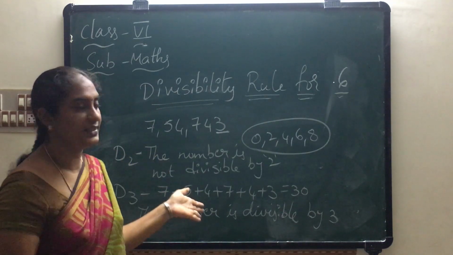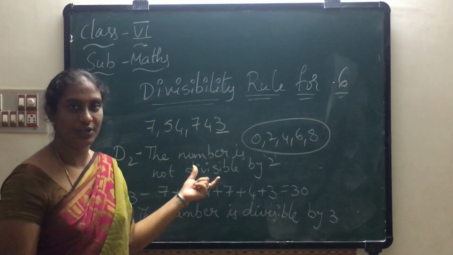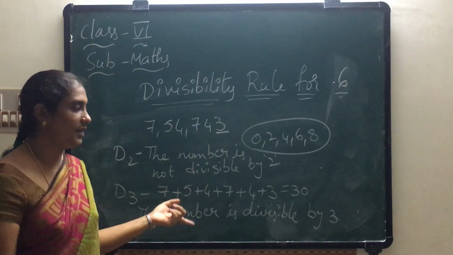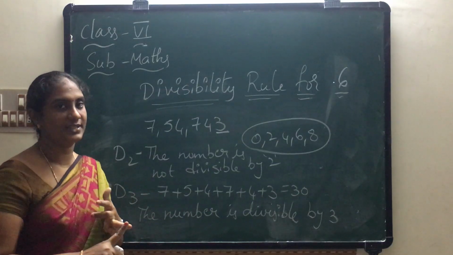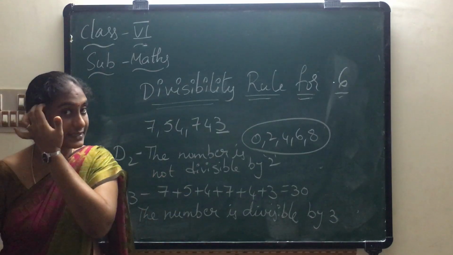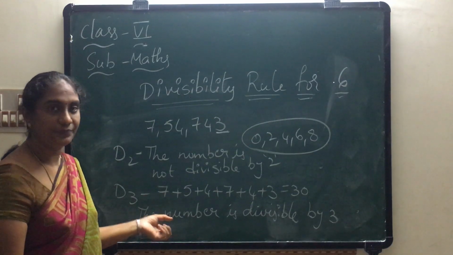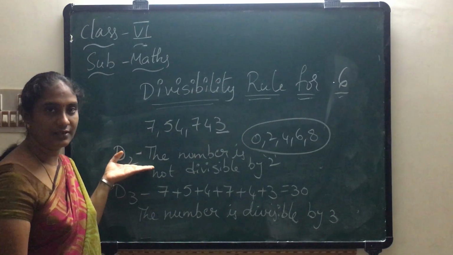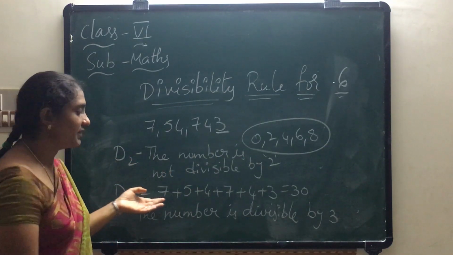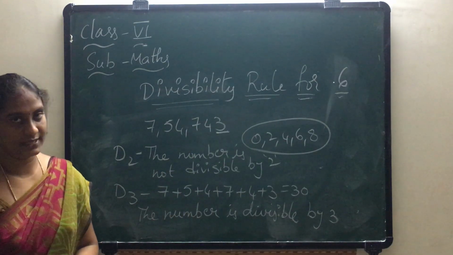But by observing this number, divisible by 2 is not satisfied. Yes or no? In the 2 table, is it divisible? No, it is not divisible by 2. But it is divisible by 3. Both conditions must compulsorily be satisfied. Then only it is divisible by 6. Okay children? It is not divisible by 2, but it is divisible by 3. Divisible by 2, it is not divisible. But with D3, it is divisible. So the total number is not divisible by 6.